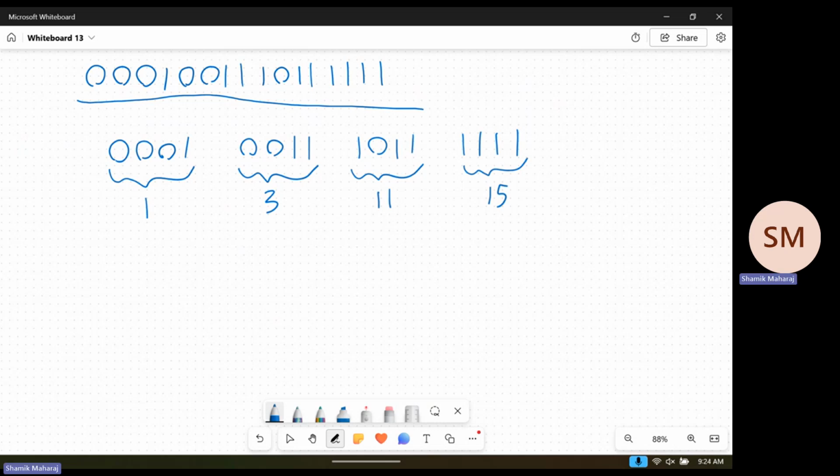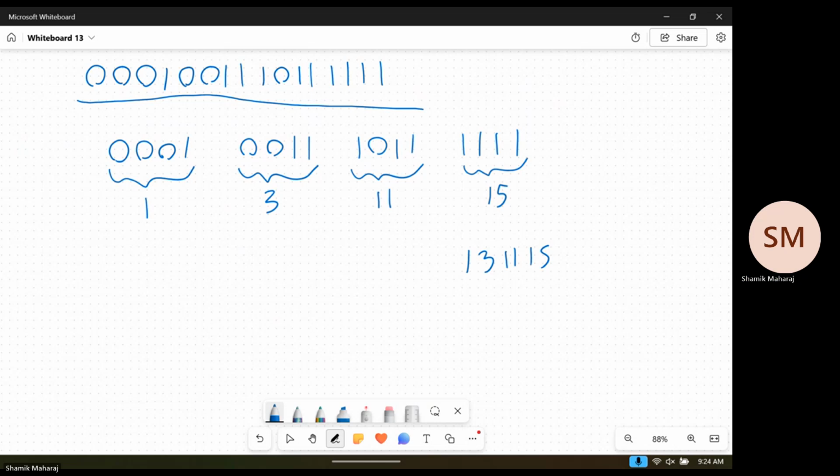Now, the problem here is that if I write this in hexadecimal exactly as it is, we get 1, 3, 11, 15, which is a nightmare to read. We don't know which number starts where and ends where.